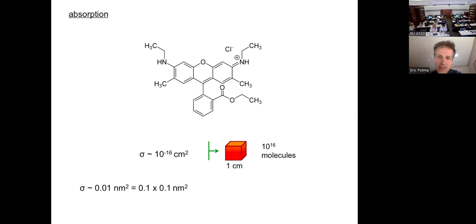Now, another way to look at this is the following. If I look at sigma again, and I write it not in terms of centimeter square, but nanometer square, then I can say, oh, the actual area is 0.1 times 0.1 nanometer square, or an angstrom square. An angstrom square is pretty small. It's actually smaller than the molecule itself. That is the optical size of the molecule versus its physical size.